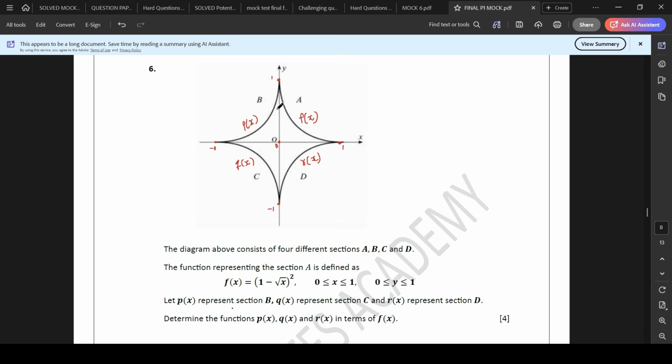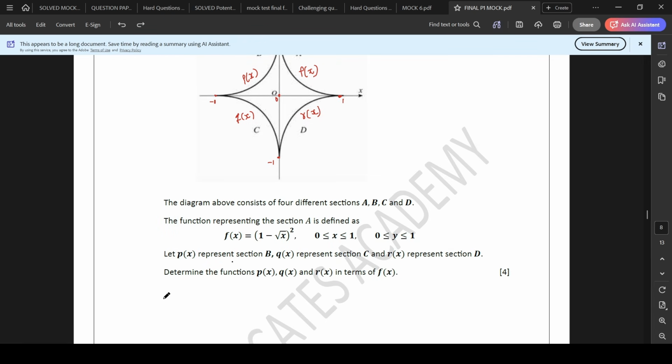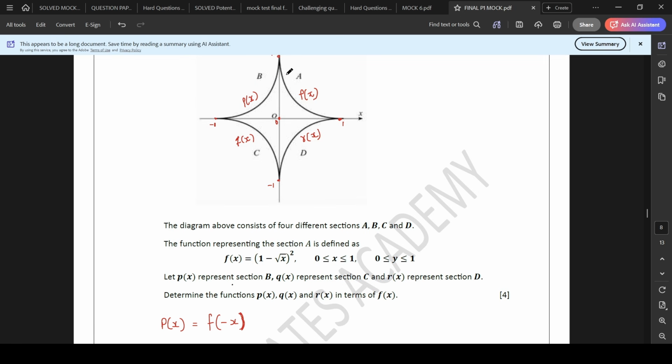So let's say if I want to go from f(x) to p(x), it's a reflection about the y-axis. It means that all the x values are getting flipped: positive becomes negative, negative becomes positive. So how can I express my p(x) in terms of f(x)? It's a function f with the negative x values over here. That shows reflection about the y-axis.